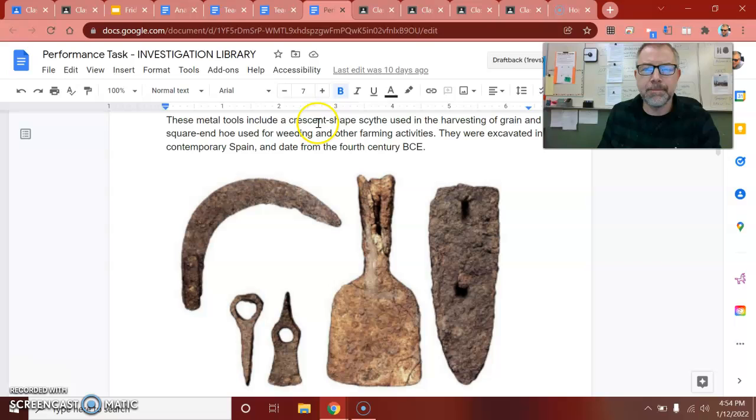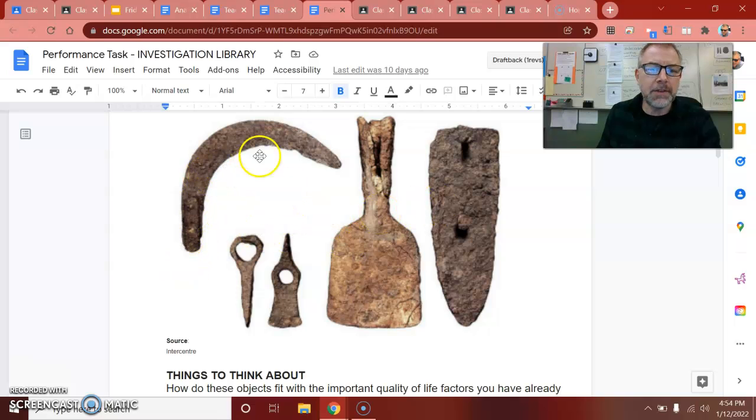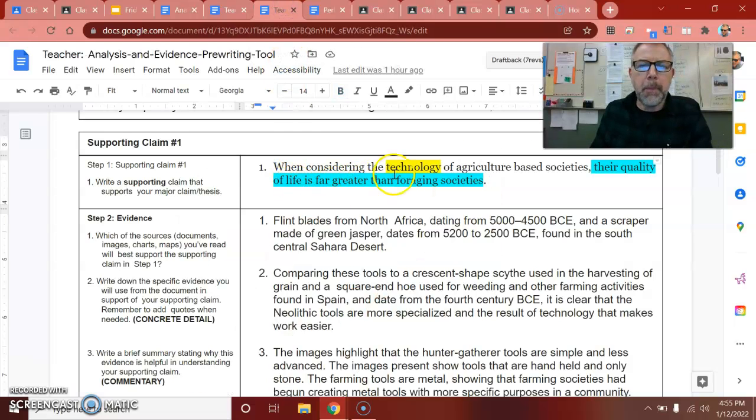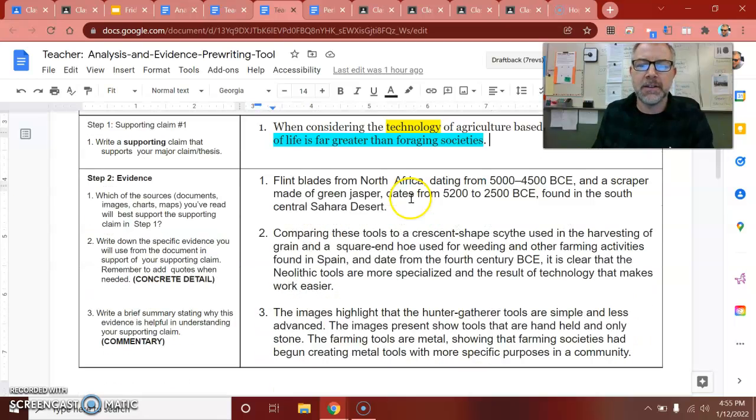These were the items used for harvesting and hoeing and weeding and other farming activities. These tools were metal. I noted that this had a specific purpose and was going to make the lives of farmers easier by providing a shovel and a hoe and these specific little tools. I can imagine a piece of wood being attached to this and using these for weeding and such. So this is how I'm going to support my major claim by talking about these technological advancements.